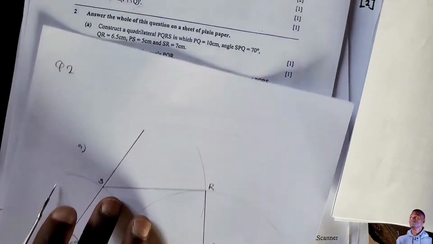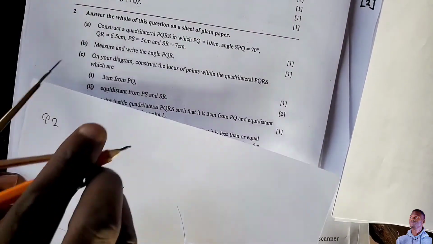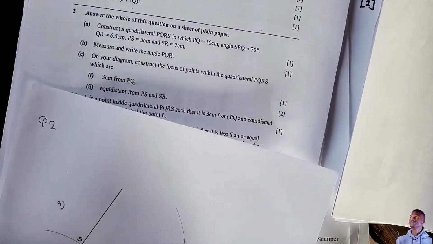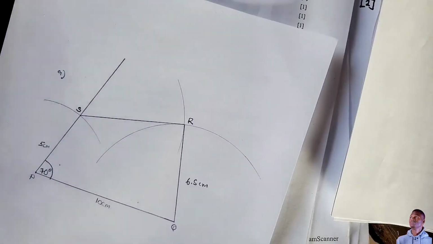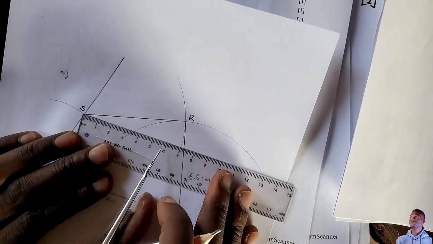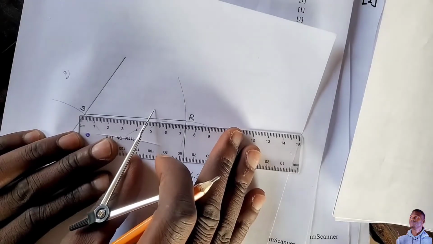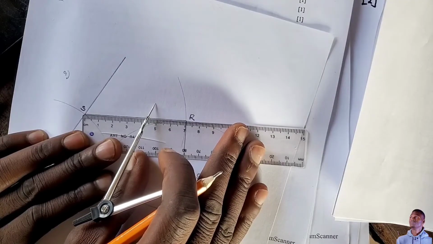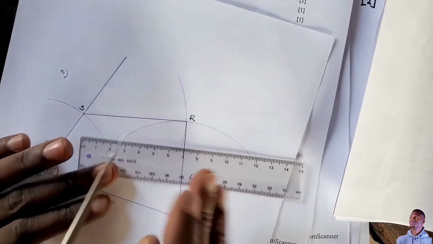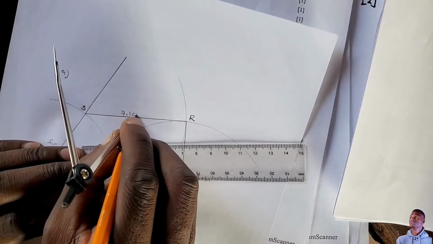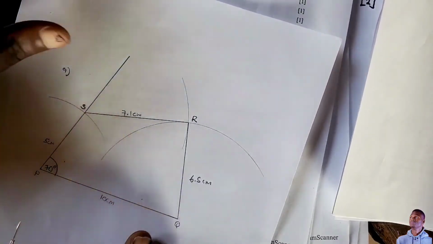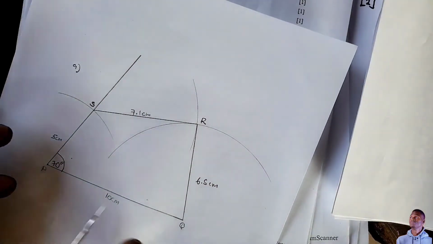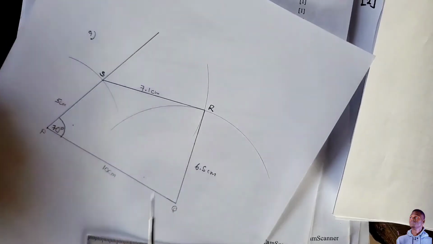Now, question B: measure and write down angle PQR. Oh, we haven't measured here. We can also measure it: it's 7.1. Let's just write 7.1. So here 7.1 centimeters. So we're asked to measure angle PQR. Yes, PQR, this angle here.